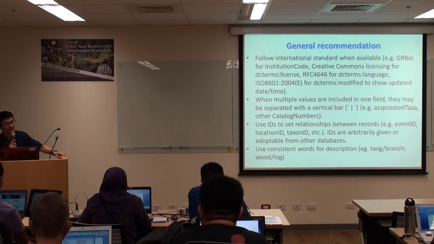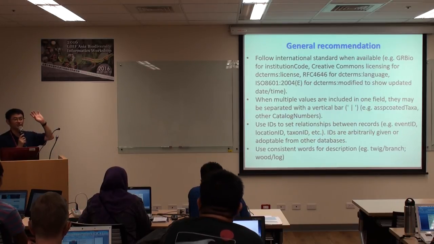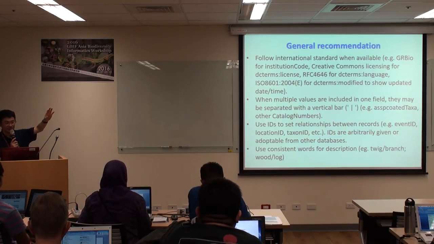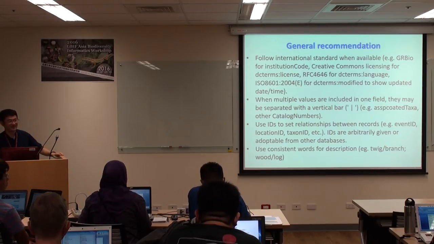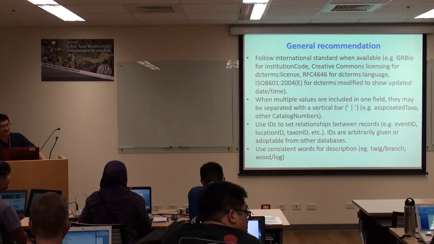So you mean to say that if I want to publish this data on the collections, then it is a must to have an institution code? If you're going to publish through GBIF, it may be. Am I right, Lota? I'll clarify how it needs to be done.